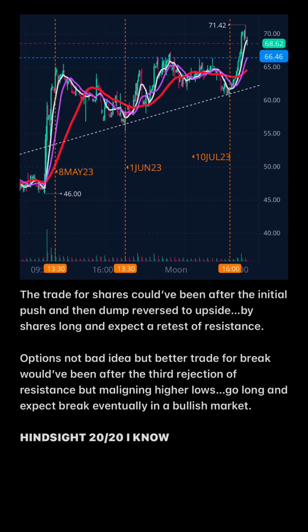Now, of course, hindsight is 20/20. You can see right here, we did get that bullish push, but definitely the chart was telling you guys, was screaming at you, hey, go long, stupid.